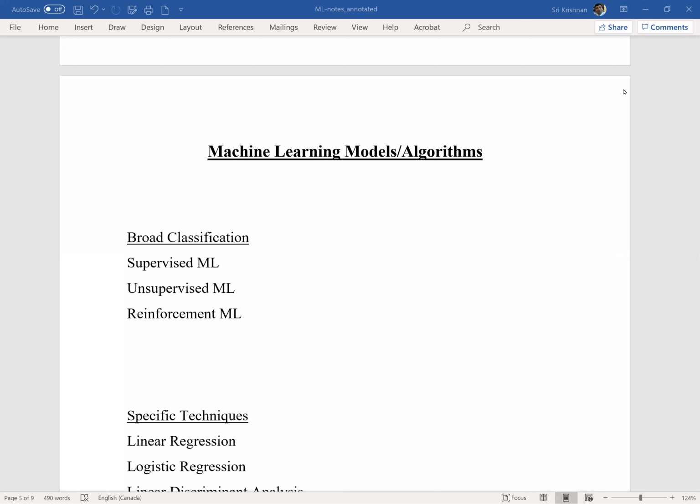So in this session, we will look into some popular ML models and the associated techniques, the mathematical approaches that are relevant to those techniques. Broadly, the ML models could be grouped into three categories: supervised machine learning, unsupervised machine learning, and reinforcement machine learning. As the name indicates, in supervised machine learning, we have the data which are labeled.